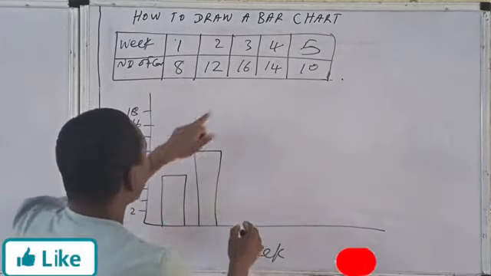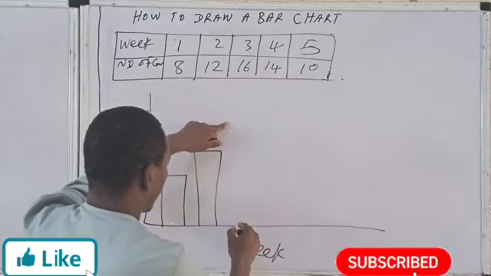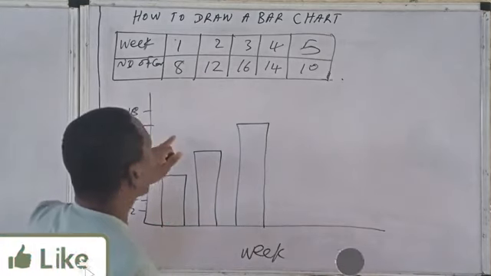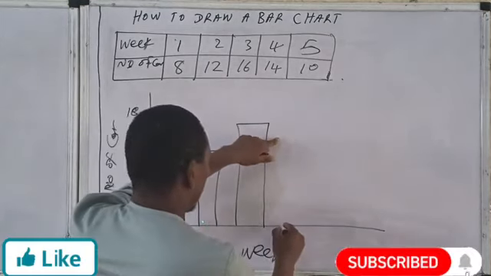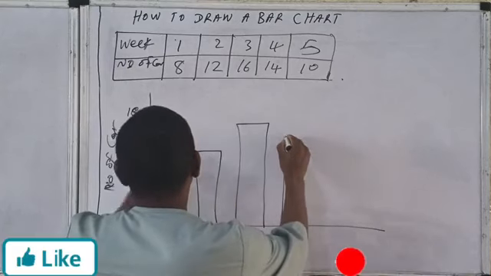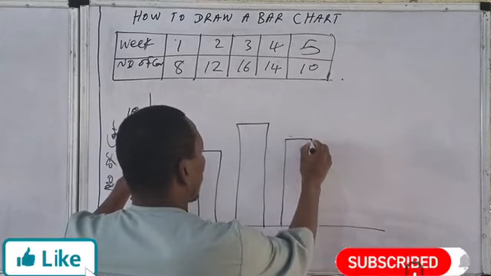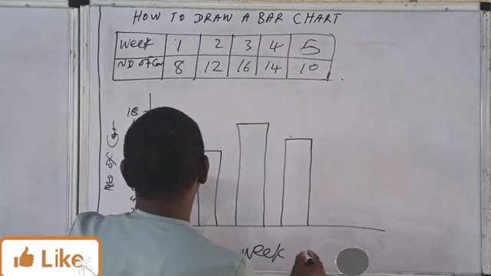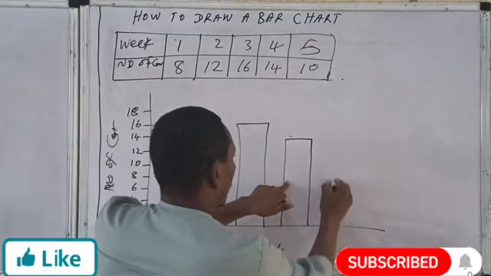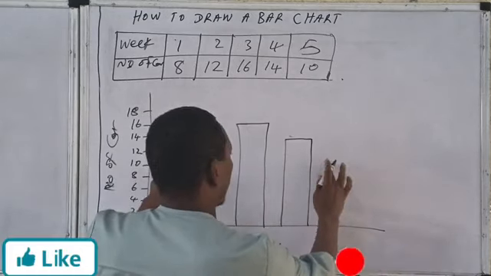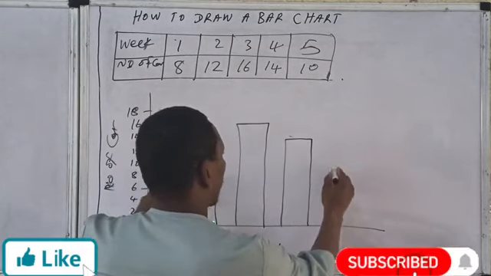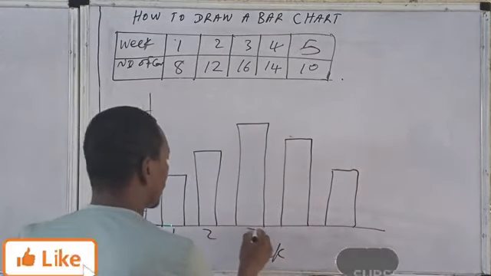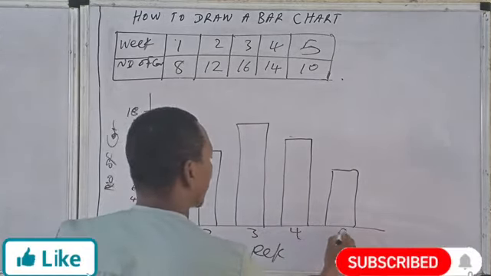Week 3, what do we have? 16. Week 4, what do we have? 14. Week 5, what do we have? 10. And there is 1, 2, 3, 4, 5.